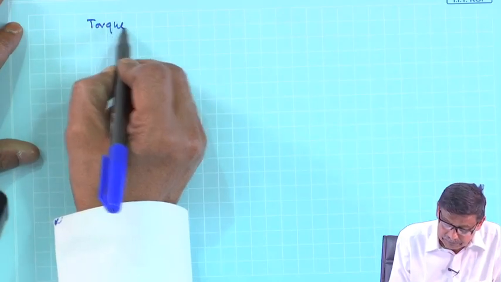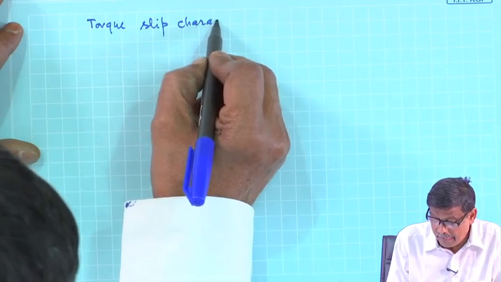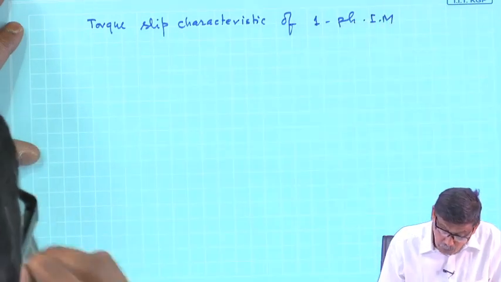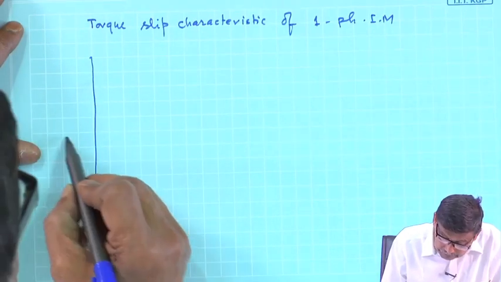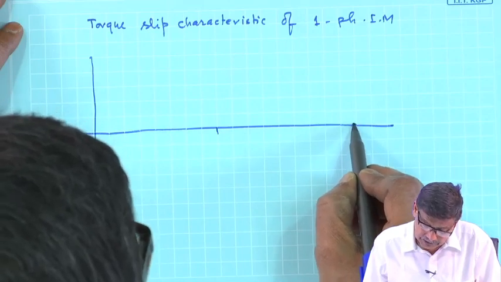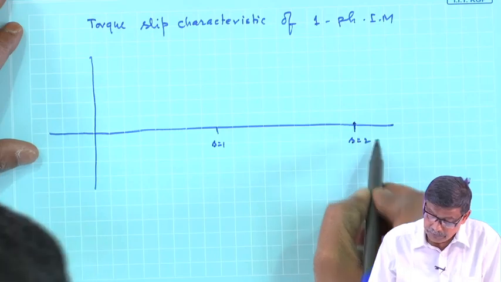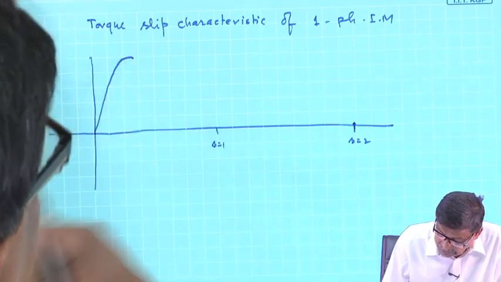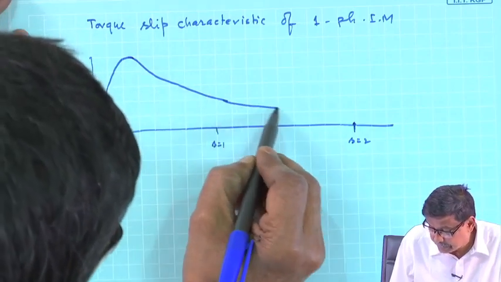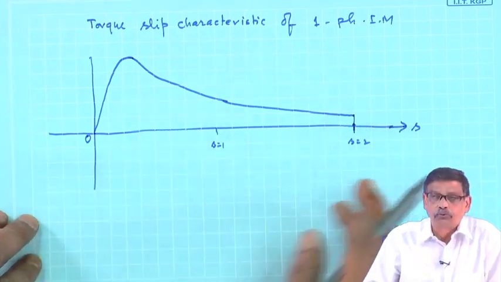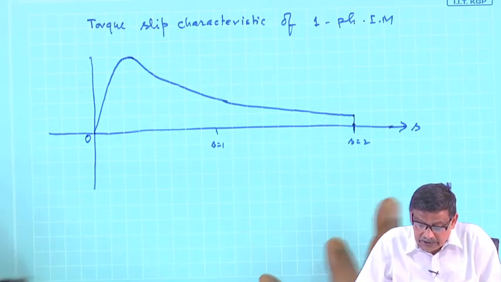Therefore, the torque slip characteristics of a single phase induction motor will be like this. Suppose approximately this is S equal to 1, this is S equal to 2. Suppose for the forward motor, the torque slip characteristics will be just like that of a three phase induction motor. And slip I have varied from 0 to 2. Why it is varied from 0 to 2, you will easily understand.